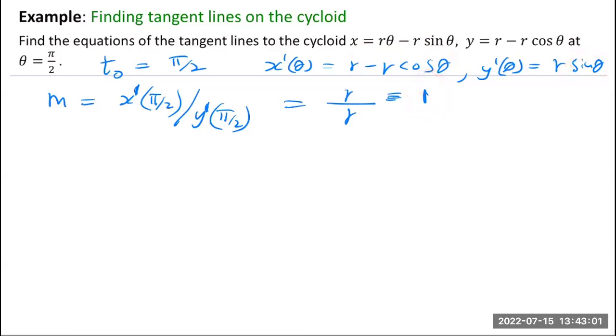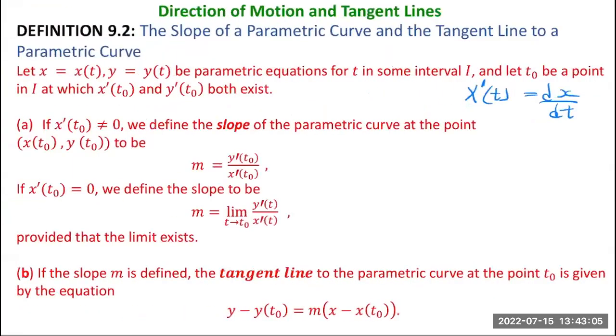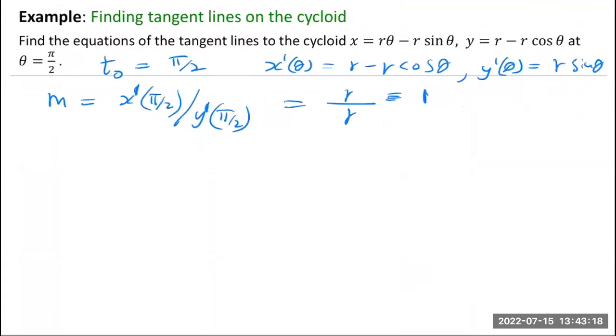We know the slope. What else do we need to find the equation of the tangent? Equation of the tangent is given by y minus y of t naught is equal to m times x minus x of t naught. We know m already. We need to figure out y of t naught and x of t naught. Let's do that. x of t naught, comma, y of t naught is nothing but, by the way, let me replace this t naught by pi over 2, because t naught is pi over 2.